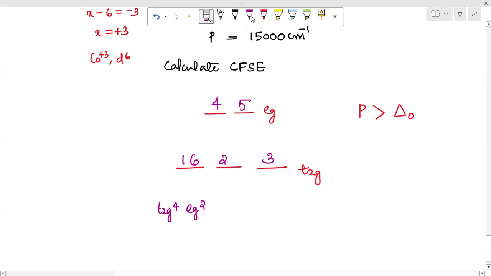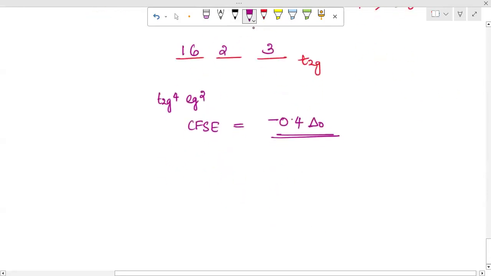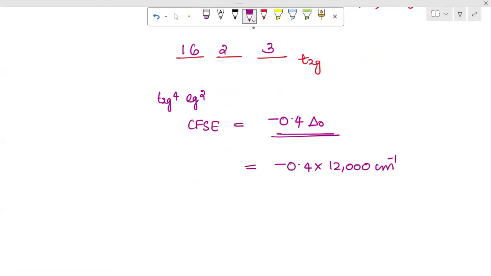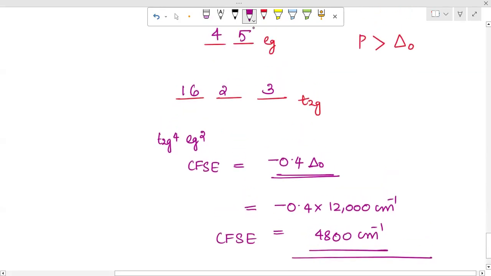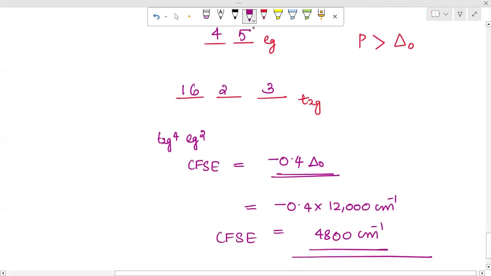Corresponding to which the CFSE is how much? It would be minus 0.4 delta O. You know the value of delta O? Minus 0.4 into 12,000 centimeter inverse it is. 12 into 4 is 48, followed by 3 zeros, 1 decimal, 4,800 centimeter inverse. This is the crystal field stabilization energy. Okay, this part is easy.